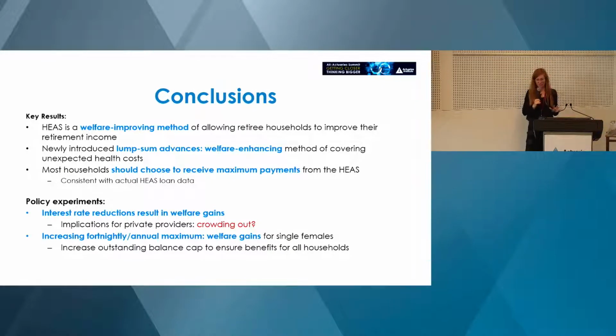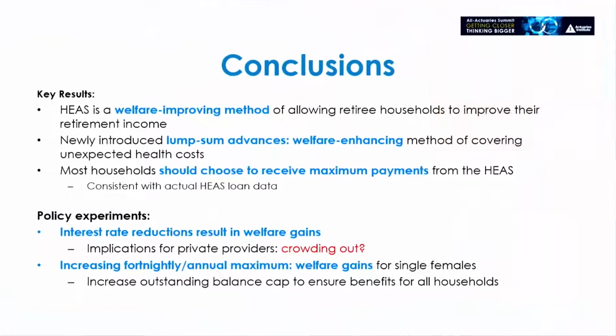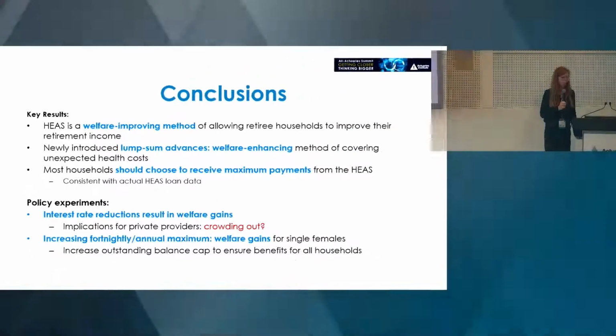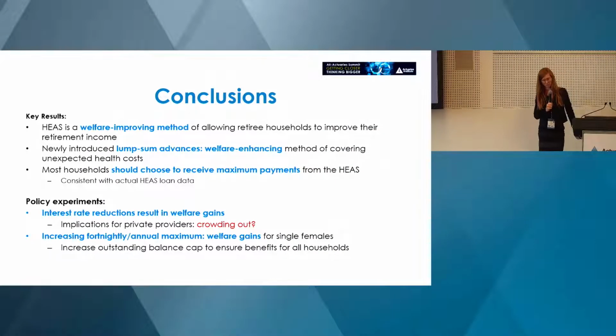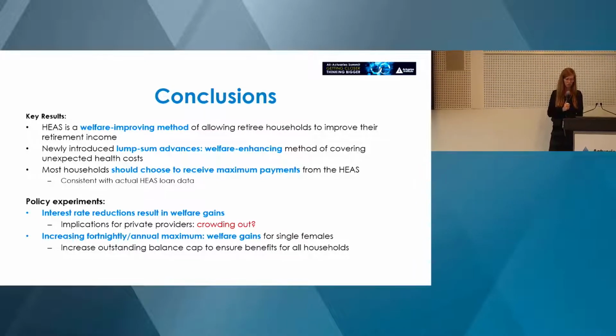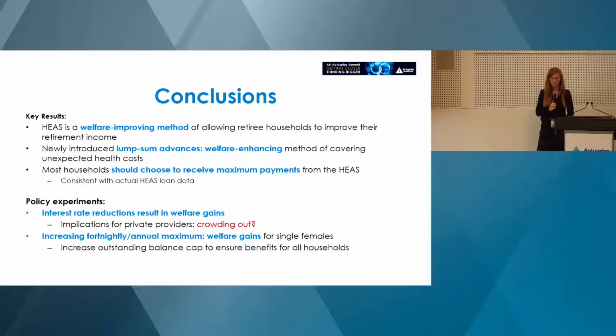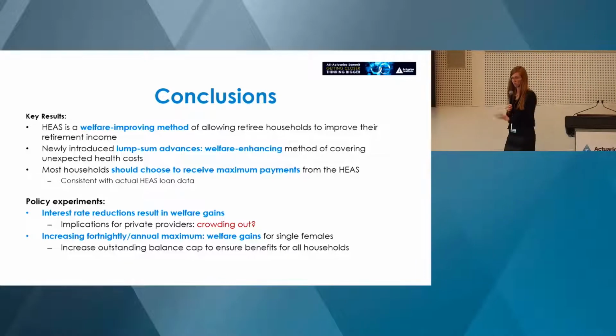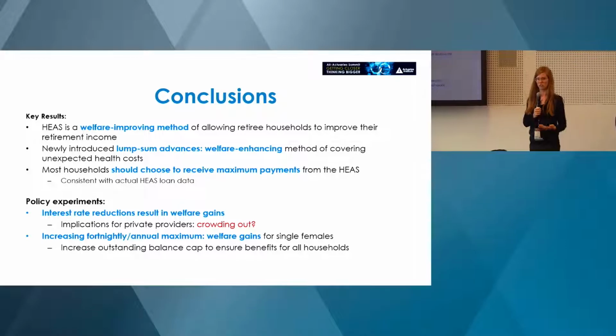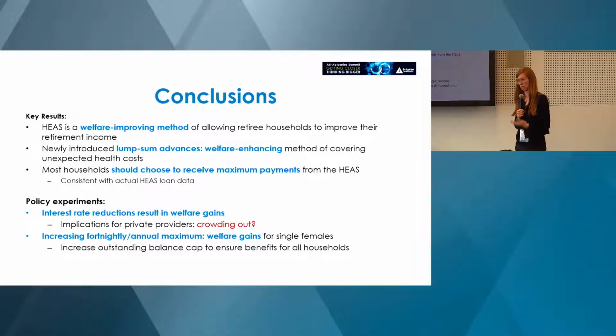So this is a very stylized actuarial and microeconomic model that assesses the welfare gains for different types of households of using the home equity access scheme. Our stylized model says that there would be large welfare gains for many retiree households to improve their retirement income. So if somebody would ask me, I would say this is a good thing, that older households in Australia should use this scheme. It can make them better off based on this research.